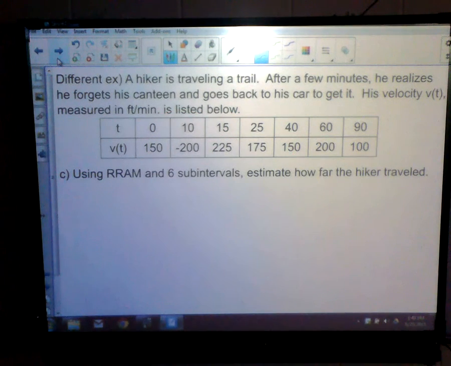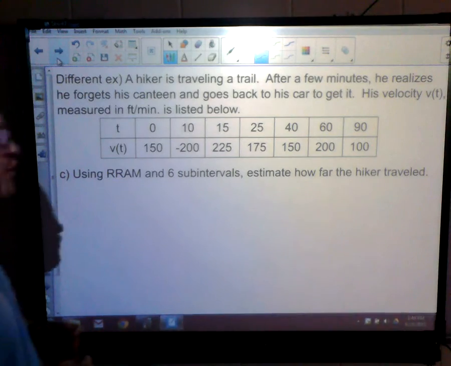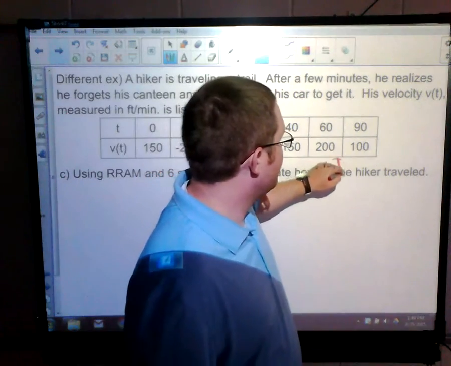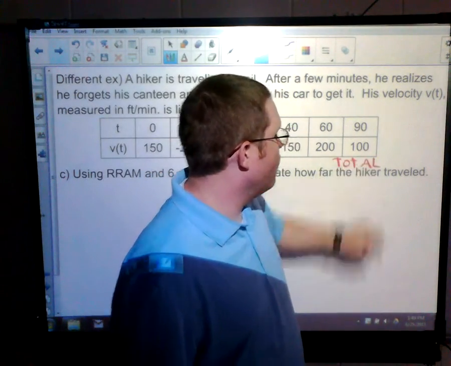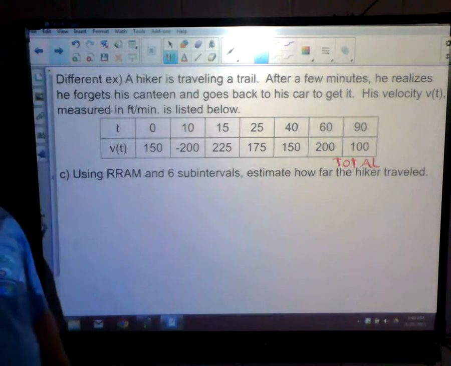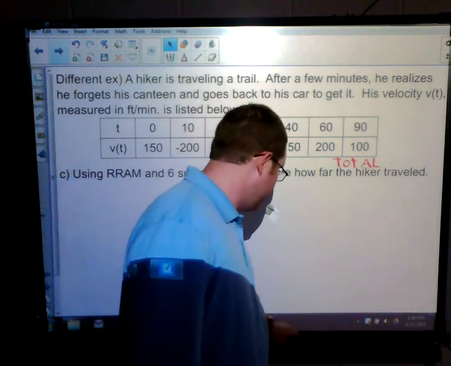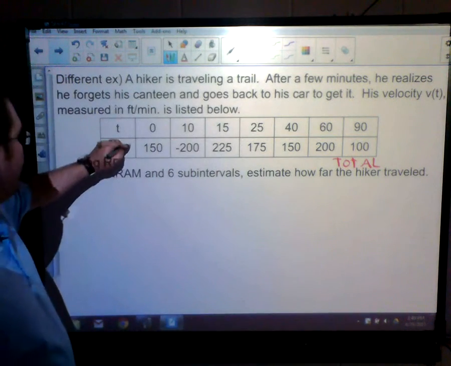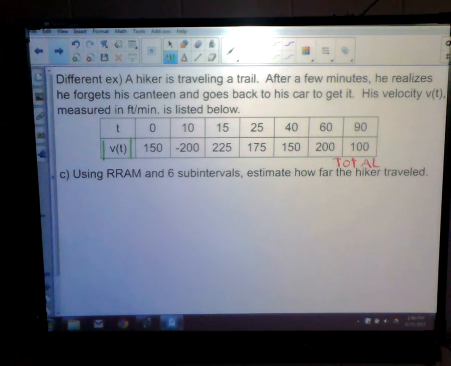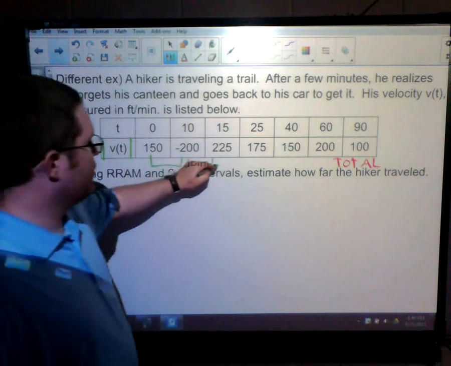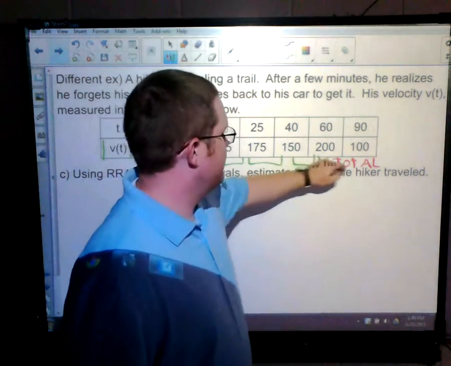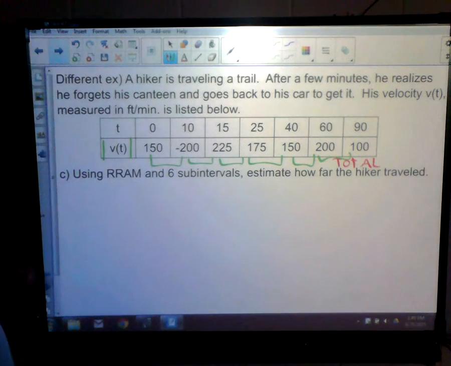Using RRAM and 6 subintervals, let's estimate how far the hiker traveled. I want total. I don't want a net change. I want a total change, which means that I want to do absolute value of all of these. 6 subintervals means I'm going to use all of them. A lot of calculations here.